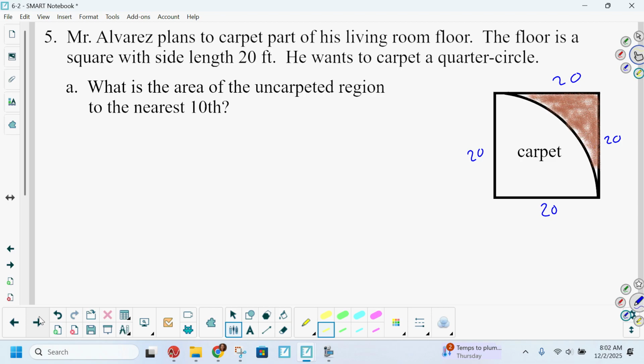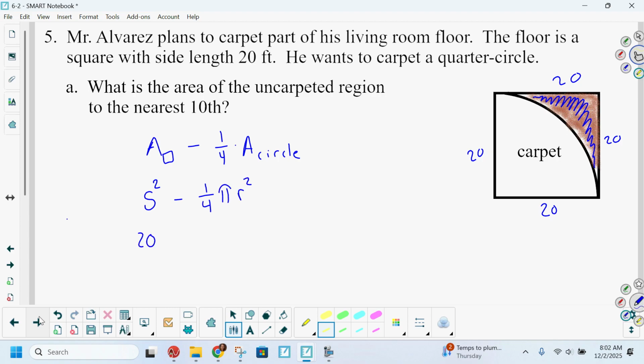So he wants to know the area of the uncarpeted place. So that's going to be the shaded area right here. Well, if I do the area of the whole square, and take away the area of the quarter circle, so that's a fourth of a circle, I will be left with that little piece right there. So area of a square is side squared, and then minus 1/4 pi r squared.